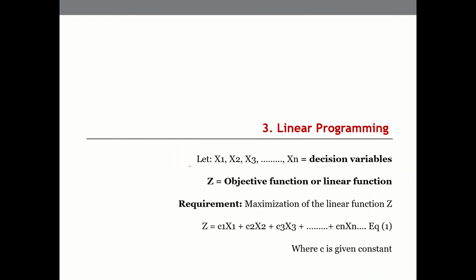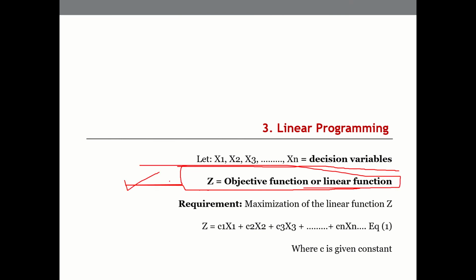So for example, let's say x1, x2, x3 and xn are decision variables. Z is the objective function of the linear equation. Z means, in the sense, this is the decision. So kindly remember this keyword when you hear about objective function. What we should know is this is the crux. Z is the objective function.